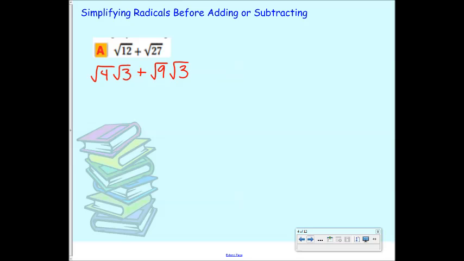And what does 4 give you? 2. So 2 root 3 plus, what does 9 give you? 3 root 3. So now what do they have? The same radicand. So they are now like terms, which gives you what? 5 root 3. Okay? So if it's possible to simplify the radical, do that first, because then you might notice that they have something in common.